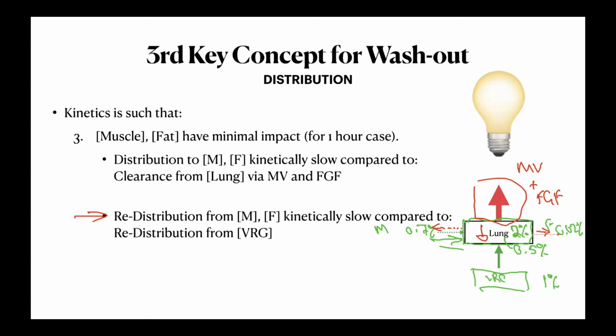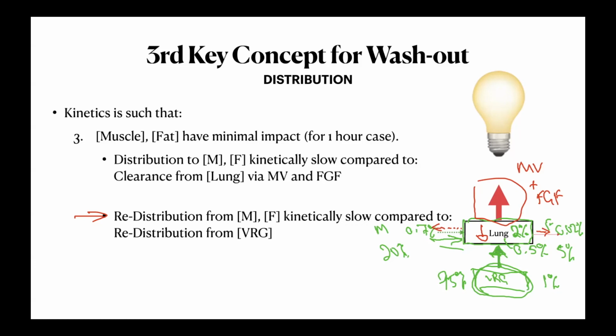Okay. The impact of muscle again plays a very, very small role, because most of the volatile agent, because of the cardiac output, is going to be coming from your vessel-rich group. And so muscle is, again, kinetically slow. And when I say kinetically slow, it's relative to what's happening at your vessel-rich group. Your vessel-rich group, remember, has 75% of your cardiac output, muscle has 20%, and fat 5%. And that is why fat is almost negligible for 1 hour cases.